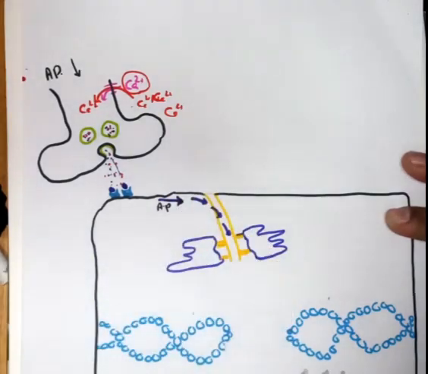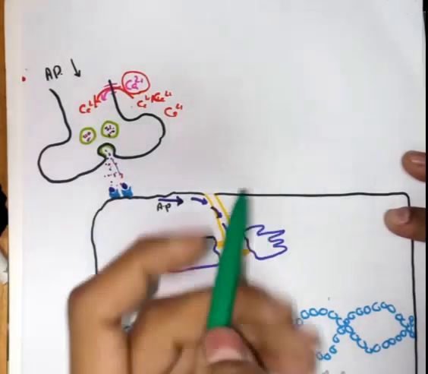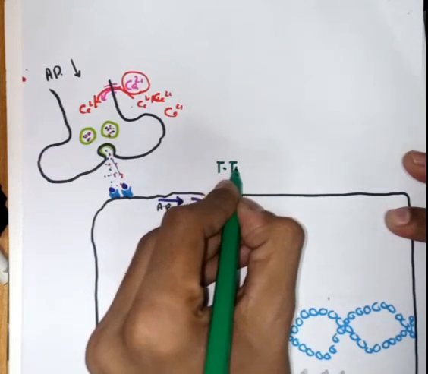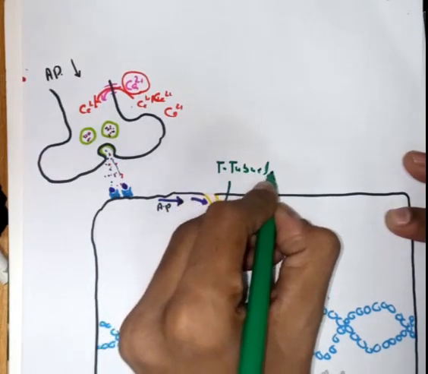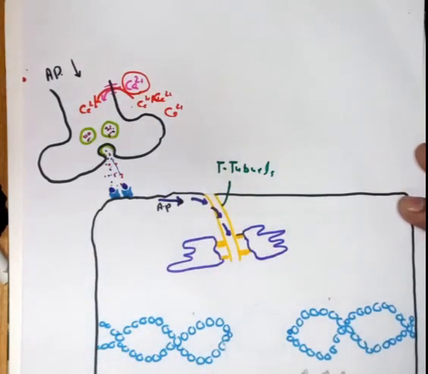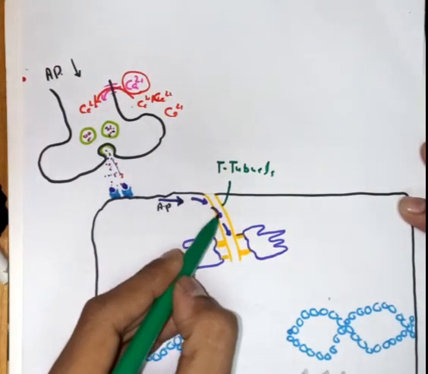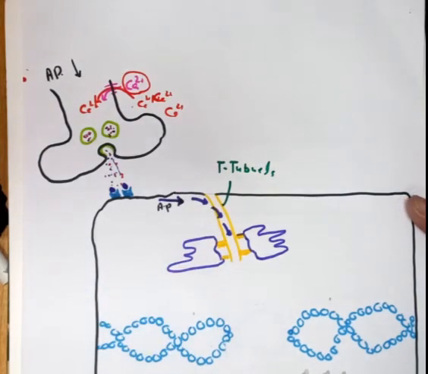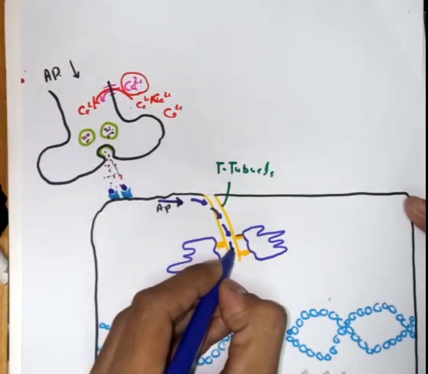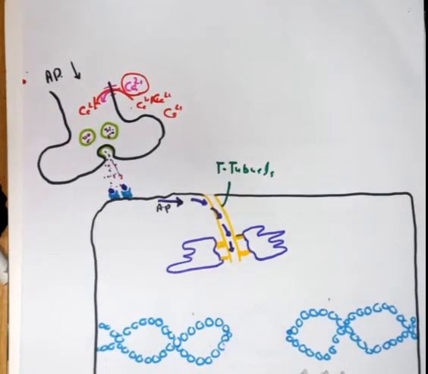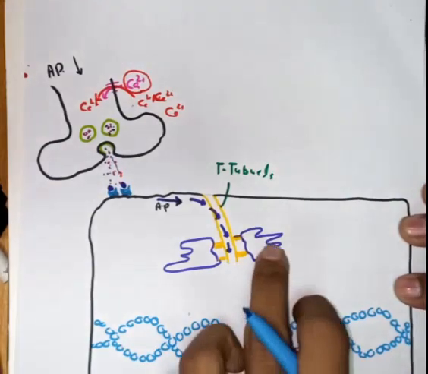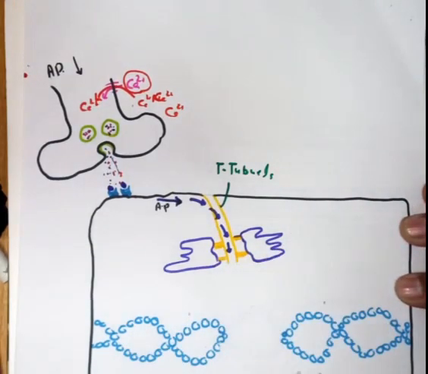Now this action potential will travel along the sarcolemma, and ultimately it will reach into the T-tubule. This is a transverse tubule, and this is not present in smooth muscle. Now the action potential will travel with the help of T-tubules inside the cell, and once it reaches inside the cell, it will stimulate the sarcoplasmic reticulum.